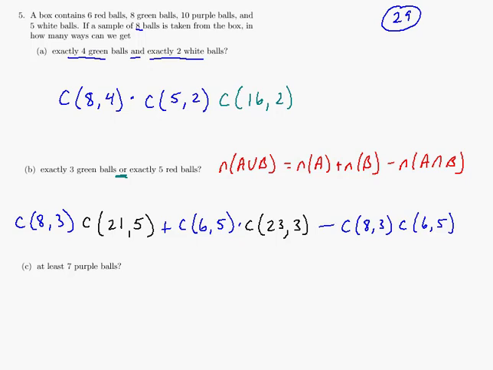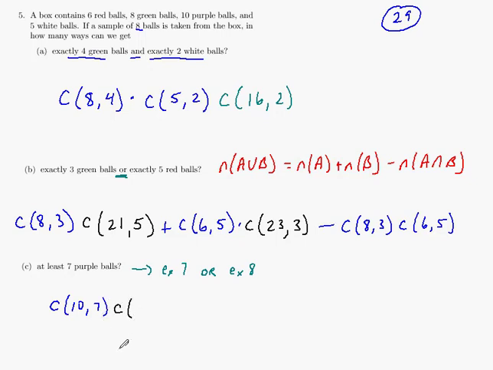Part C says at least 7 purple. At least 7 purple means exactly 7, or exactly 8, or it would keep going. But one thing to remember is our sample only goes up to 8, so we stop at 8. It's very tempting to keep going exactly 7, exactly 8, all the way up to 10, since our box has 10 purple. So in this case, I want that. So it's a combination. 10 choose 7.